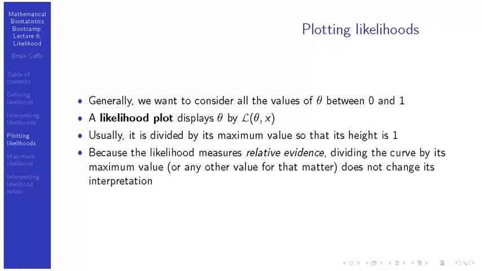So because of that, the raw absolute value of the likelihood isn't altogether that informative. So we need to pick a rule for normalizing it. And so why don't we just divide it by its maximum value so that its height is 1? And that seems to be a pretty reasonable rule, and it helps with interpretations, I think. And again, I just want to reiterate this last point, because if you're going to buy into this sort of likelihood paradigm of interpreting likelihoods, everyone agrees that they measure relative evidence rather than absolute evidence. So, dividing the curve by its maximum value or any other value doesn't change its interpretation.